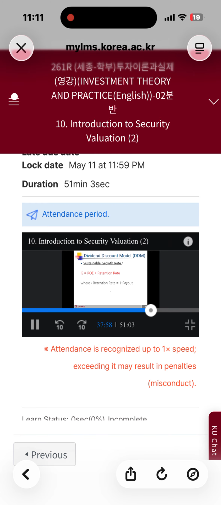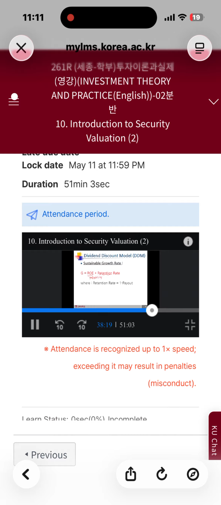And one simple scientific way to derive a growth rate is using the sustainable growth rate, by multiplying its profitability times its reinvestment. So retention.